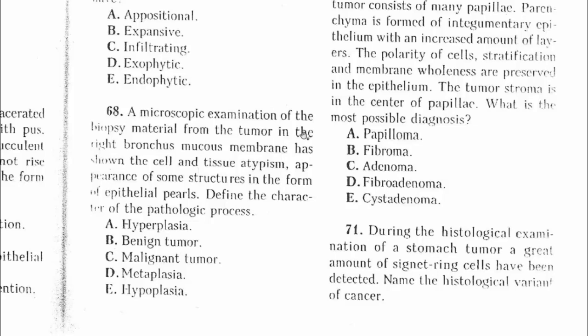68. A microscopic examination of the biopsy material from the tumor in the right bronchus mucous membrane has shown the cell and tissue atypism, that is tumor. Appearance of some structures in the form of epithelial pearls. Define the pathological process. Now your clue here is what? Epithelial pearls. Now epithelial pearls also means keratin pearls or keratinized structures formed in regions where abnormal squamous cells form concentric layers. So now, these cells are sometimes seen with squamous cell carcinoma, hence the pathologic process is called malignant tumor. So your answer is malignant tumor, C.